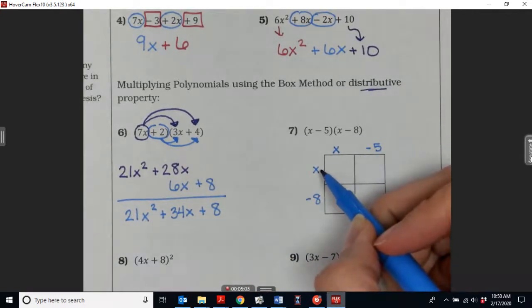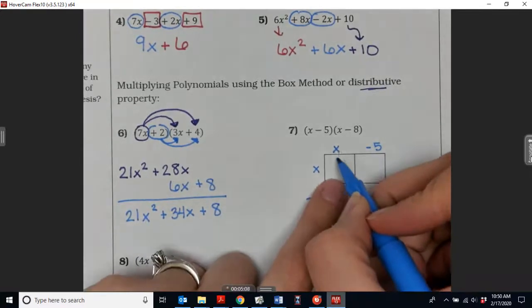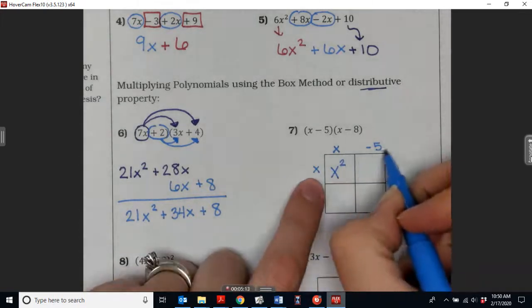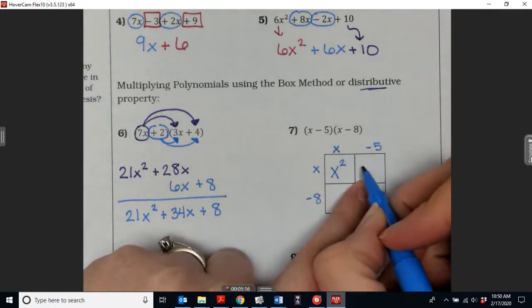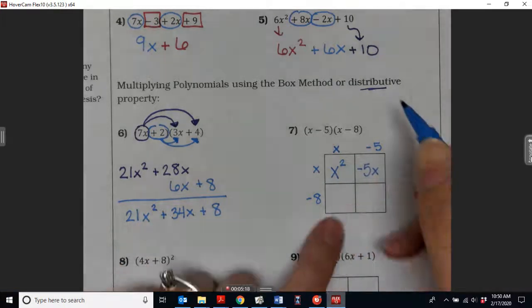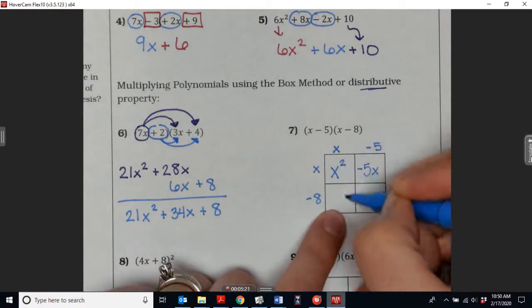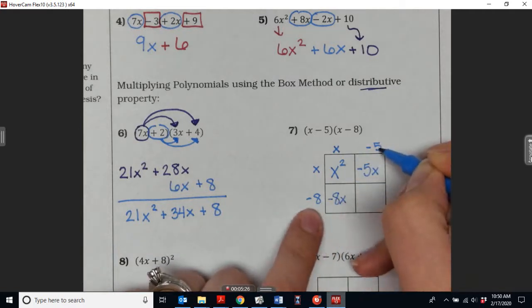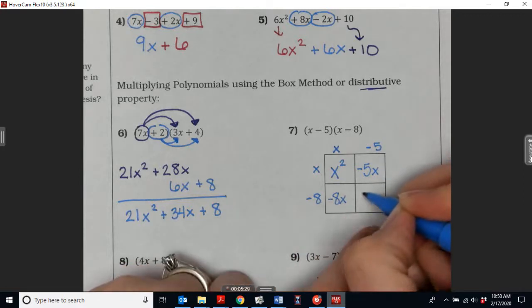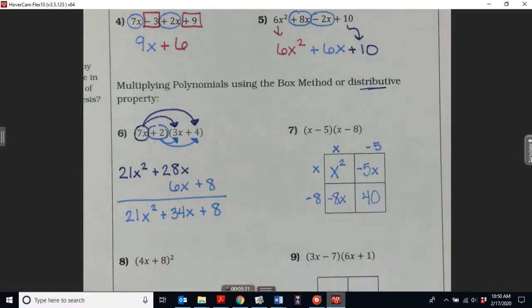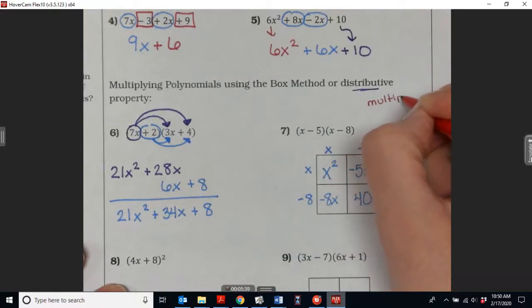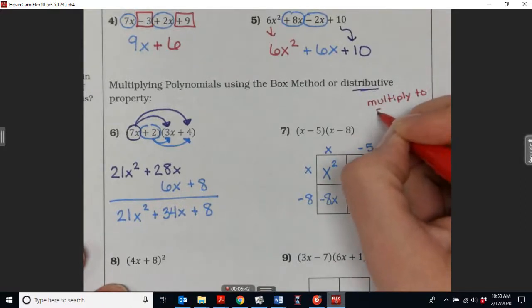And I just multiply. What gives me this box? x times x is x squared. And then this box here is x and negative 5, which gives me negative 5x. And then I have x and negative 8 to get to this box, so that's negative 8x. And then I have negative 5 and negative 8 multiply gives me a positive 40. Now, once you multiply to fill in the box, and then let's make a note of that, multiply to fill in the box.